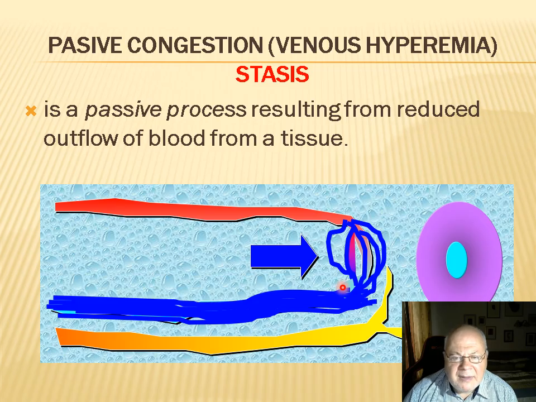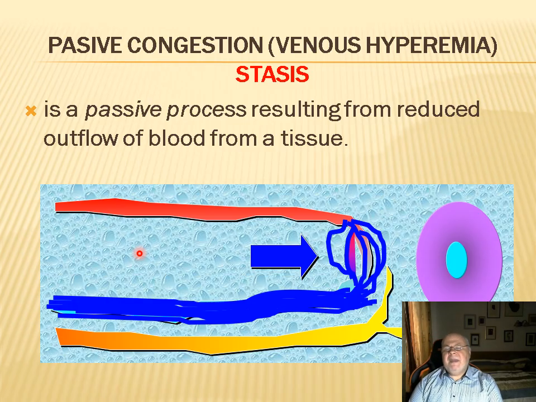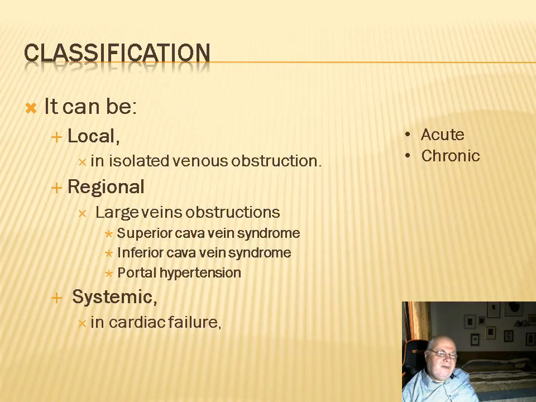This blood here, by contrast, opposite to the active congestion, is this time rich in carbon dioxide and not in oxygen, which means that the nearby cells will also suffer at least some degree of hypoxia, because of this accumulation, this stagnation of carbon dioxide at the site of the interstitial fluids.